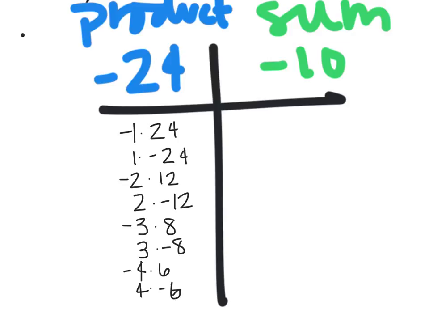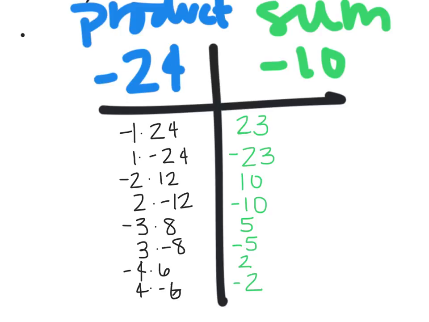So then I've got to figure out what their sums are. Well, negative 1 plus 24 is 23. 1 plus negative 24 is negative 23. Negative 2 plus 12 is 10. 2 minus 12 would be negative 10. Negative 3 plus 8 would be 5. 3 minus 8 would be negative 5. Negative 4 plus 6 would be 2. And 4 minus 6 would be negative 2.